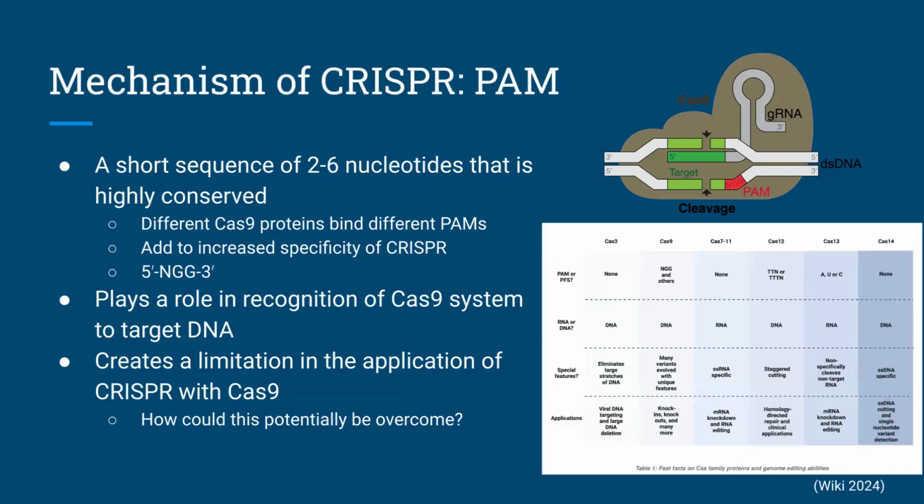But other Cases exist, and those other Cases have different PAM binding affinities in different regions that they can bind. Like Cas12 will do a TTN or a TTTN, right? And if that's surrounding your target DNA, then you might want to look into options using Cas12. Now, this is still being researched. Cas9 is the most widely used, and different Cases are still being discovered.